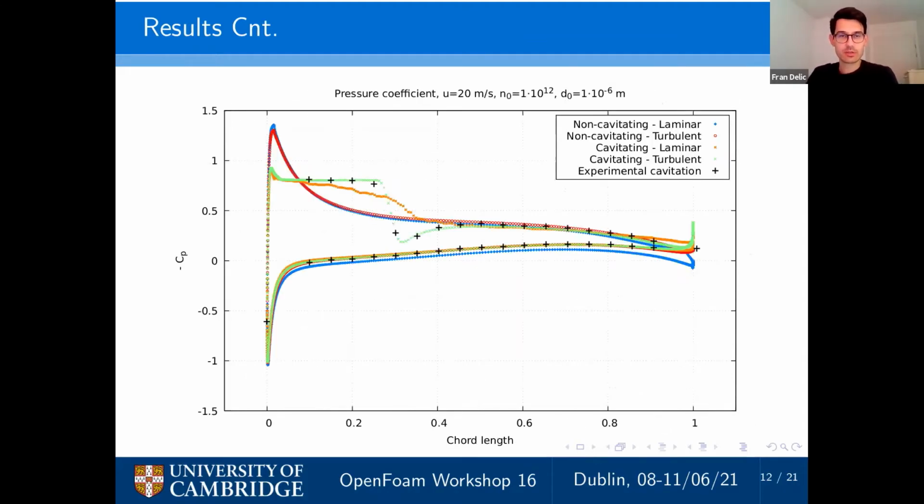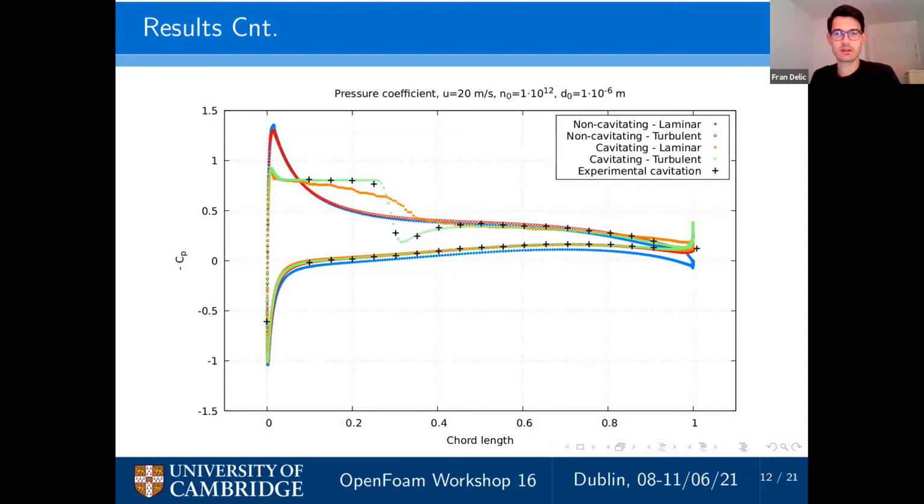And the next few slides will be the pressure distribution along the chord length. So here we see the experimental data in the black crosses. The blue and red dots represent non-cavitating cases, which show a significant discrepancy, meaning that we need to account for cavitation, obviously. The orange dots represent a laminar case, while the green dots represent a turbulent case.